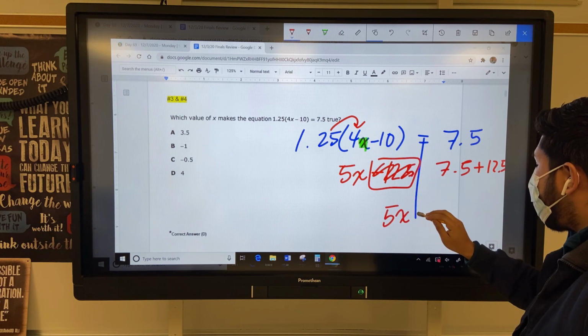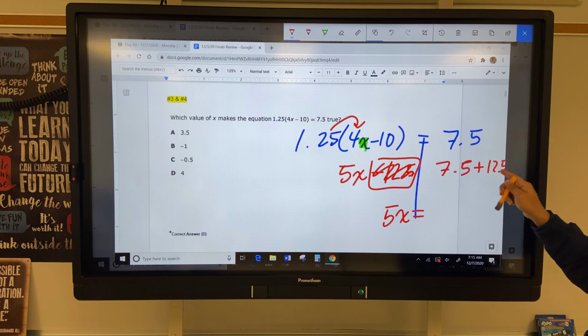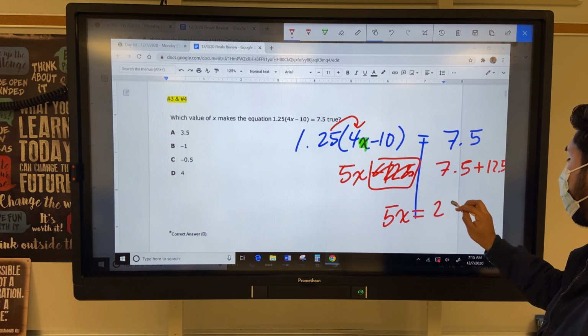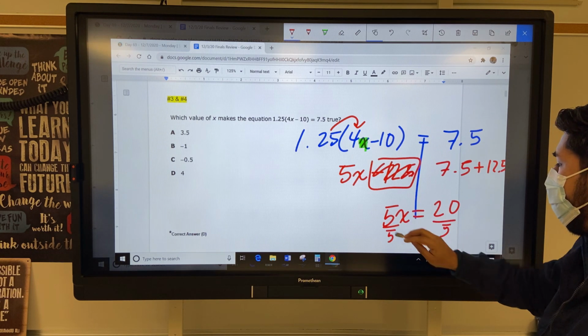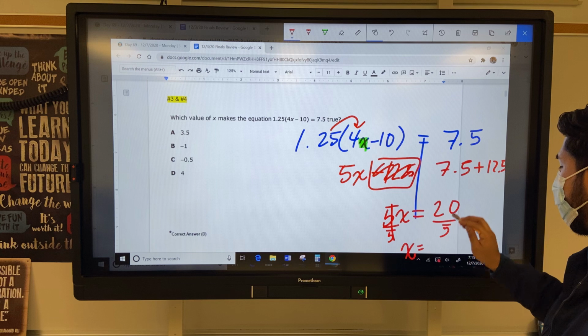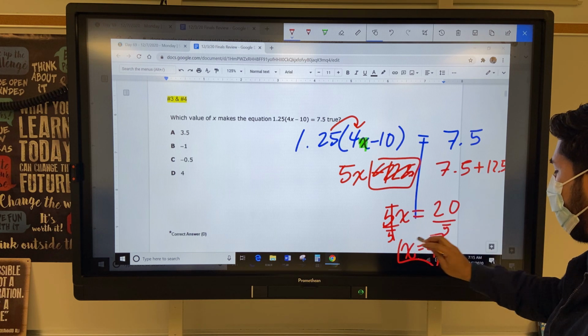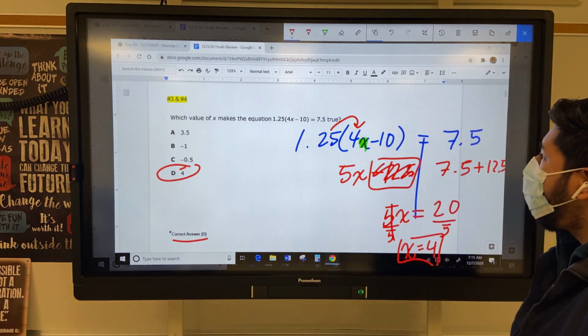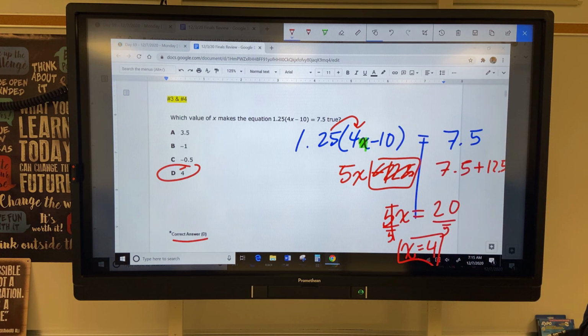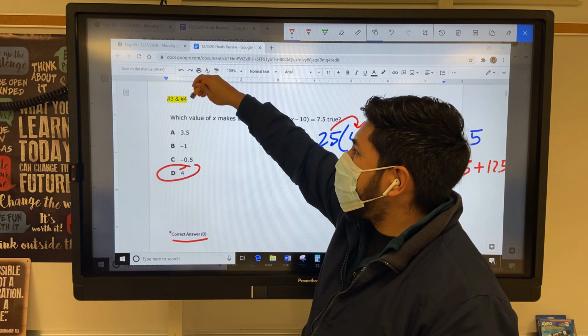5x equals 7.5 plus 12.5, calculator, 20, divide by 5, 5, x is 4, which is right here, and boom, it's right there. Again, this is just review. This is for questions 3 and 4.